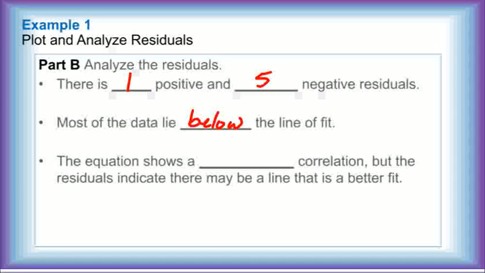The equation shows a blank correlation, but the residuals indicate that there may be a line that is a better fit. So we needed to determine what kind of fit. This would be a positive correlation.